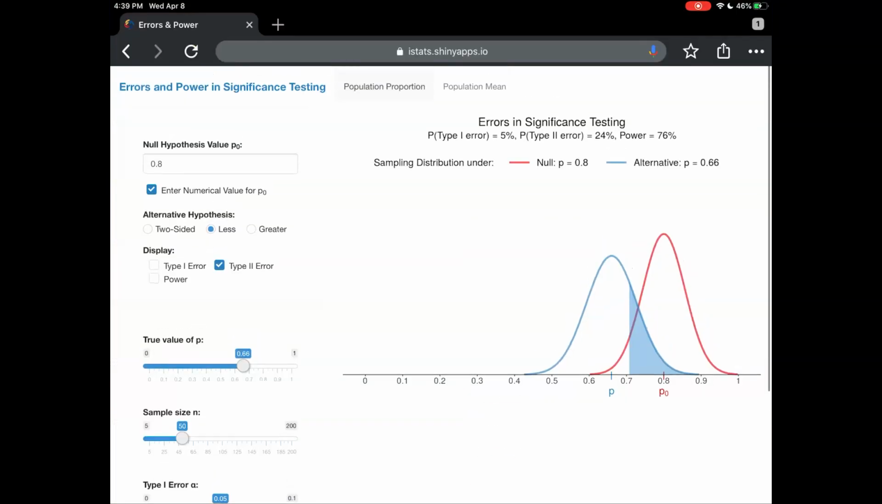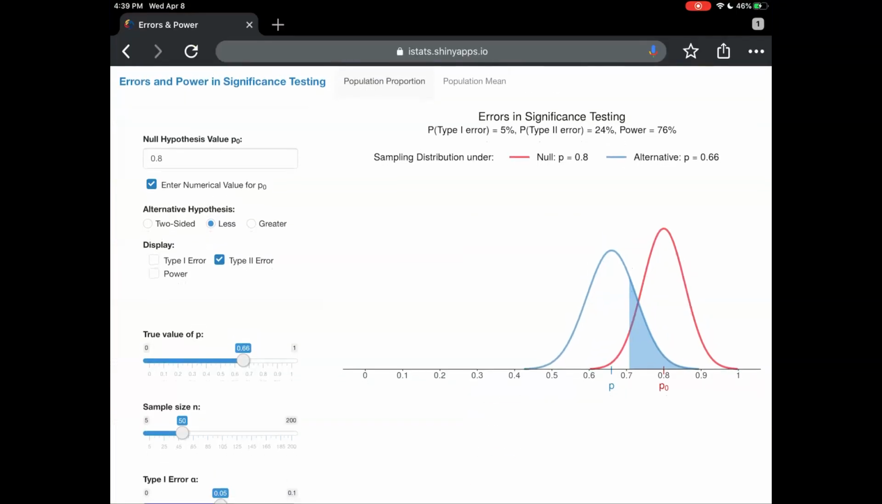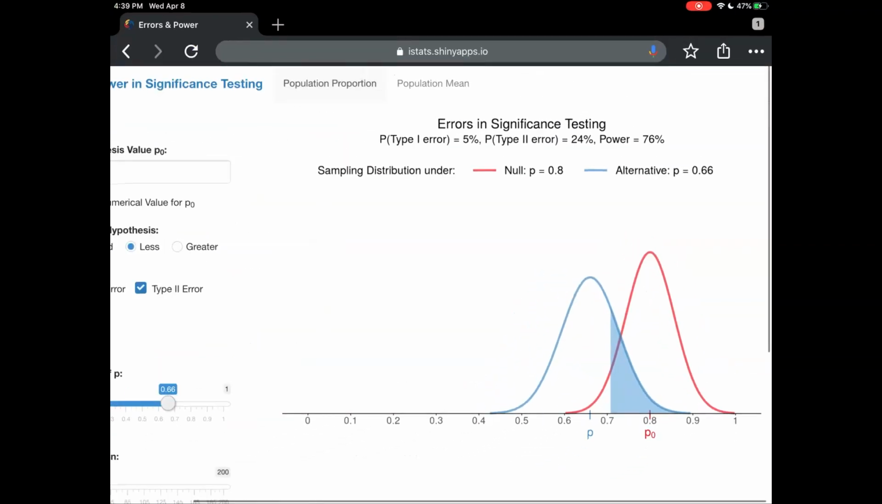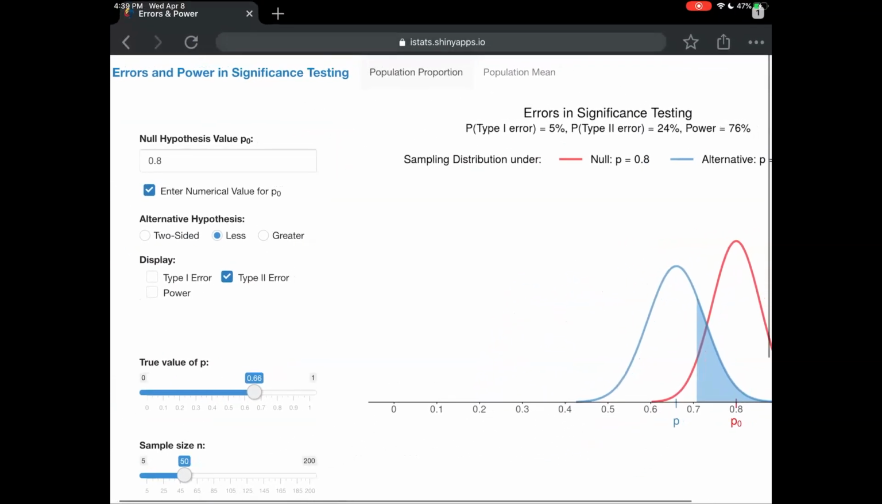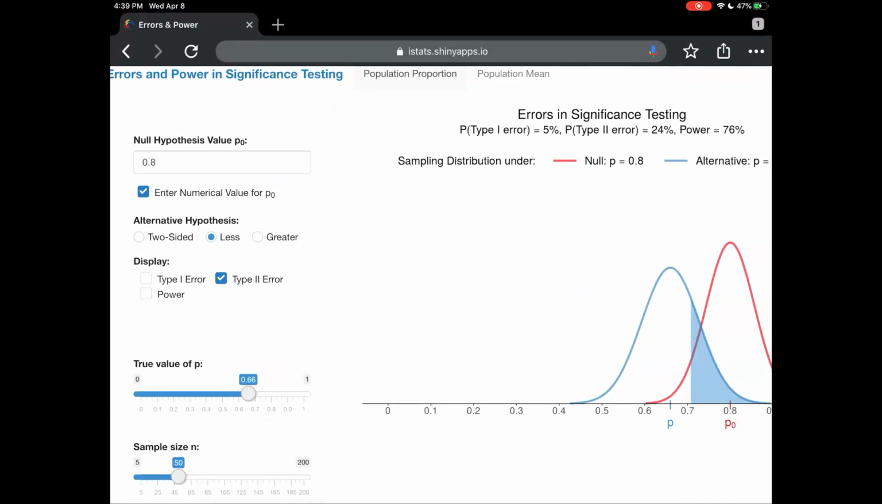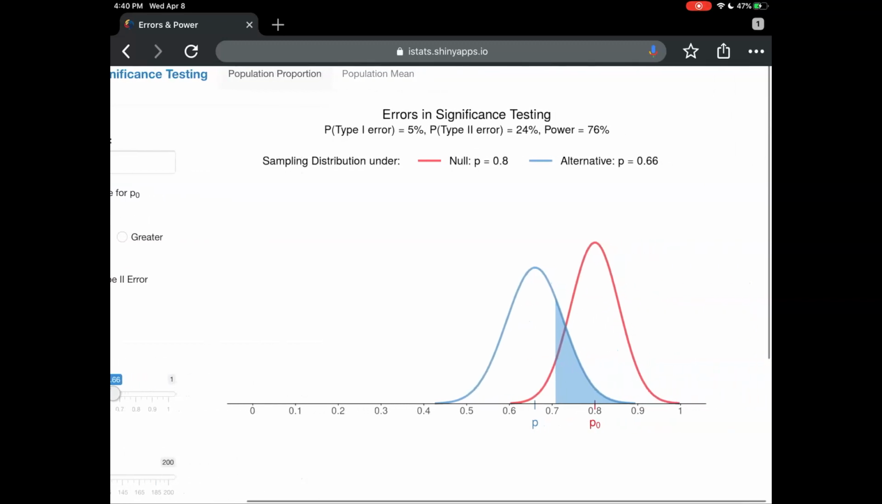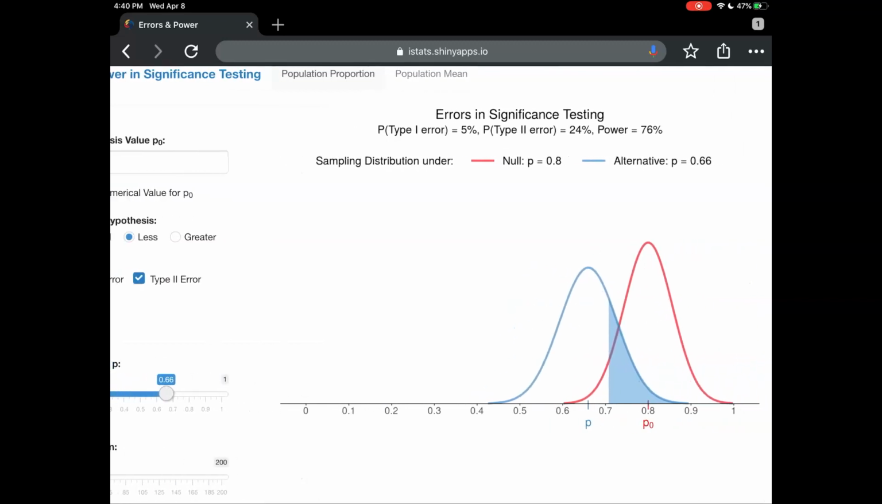So let's go look. All right, so let's take a look at this applet here. I have all the information already entered on the left over here, that our null hypothesis is 80, alternative is left, and we're going to display the type 2 error, where our true value of P is 0.66. So we see the two distributions. The blue curve is with our true value of P being 0.66 at the center. Our red distribution is our null hypothesis with the center at 80%.